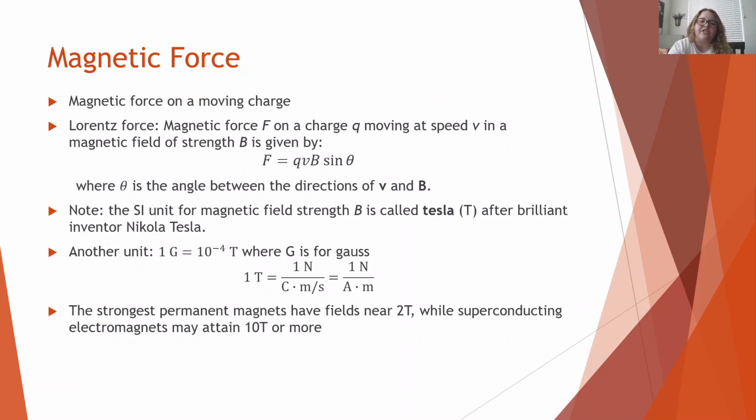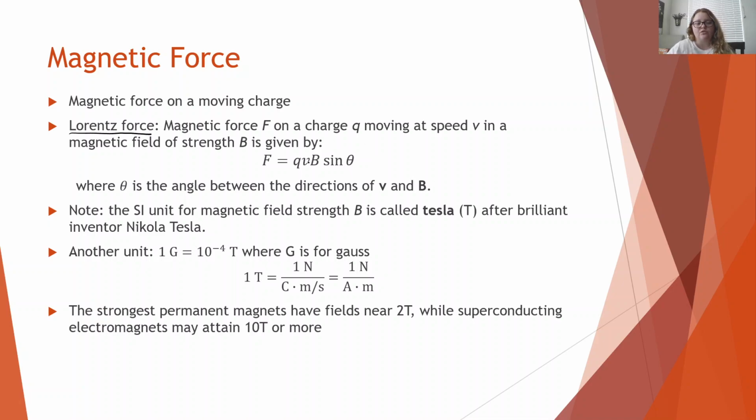Let's continue our discussion on magnetism by talking about the magnetic force. The magnetic force on a moving charge is what we are concerned with, and we're going to talk about the Lorentz force. The Lorentz force is the magnetic force F on a charge Q that's moving at some speed V in a magnetic field of strength B. This is given by this equation here.